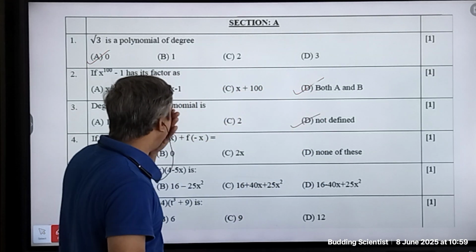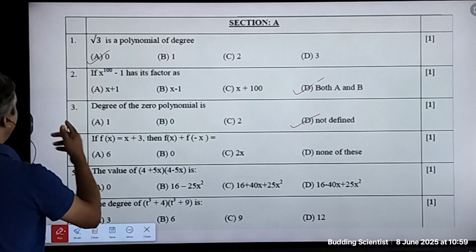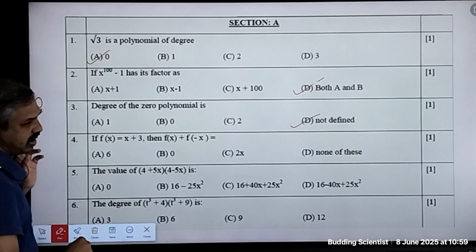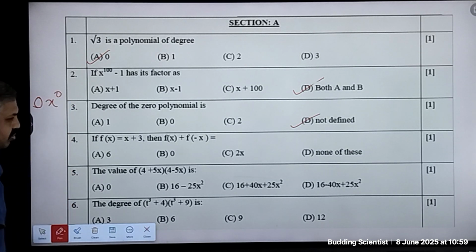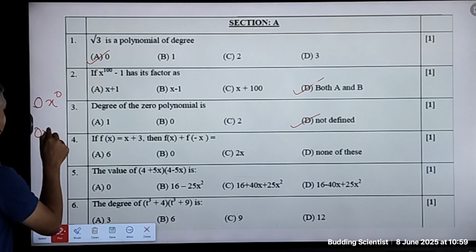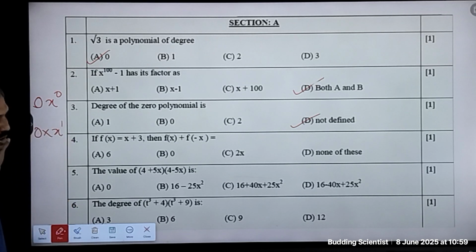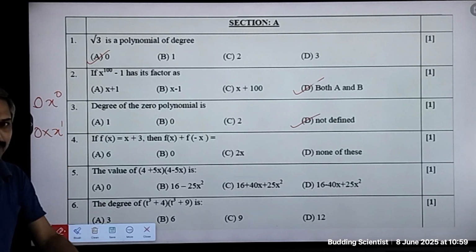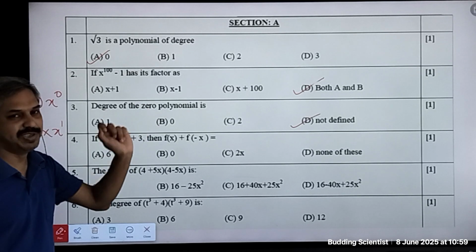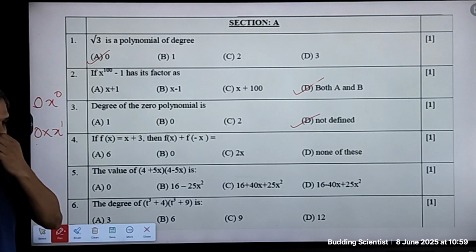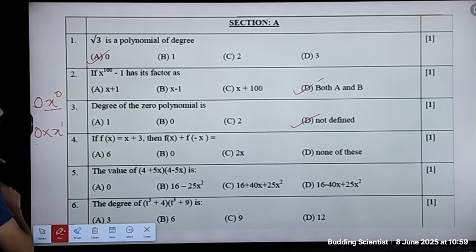Why is it not defined? Because 0 polynomial can be written as 0. And if it is 0, there is no x, so I can write 0 times x raised to 0. But then someday I can say 0 multiplied by x raised to 1 is also possible, because whatever be the value of x raised to 1, it is multiplied by 0, so the answer will be 0, so it will be 0 polynomial. That means here the degree of polynomial will be 0, here the degree of polynomial will be 1, and it will just go on. We don't know about that.